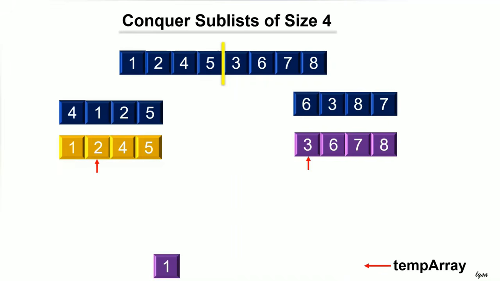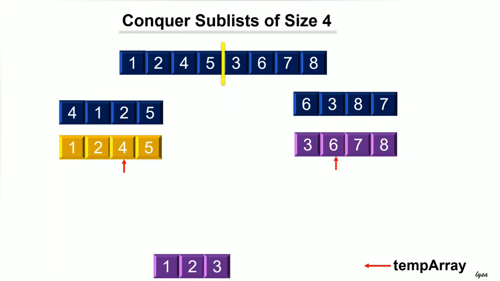Move the pointer from 1 to 2. I compare 2 and 3. The smaller value is 2. I write 2 in the temporary array. Move the pointer to 4. I compare 3 and 4. 3 is the smaller value. I write it in the temporary array and move the pointer to 6.